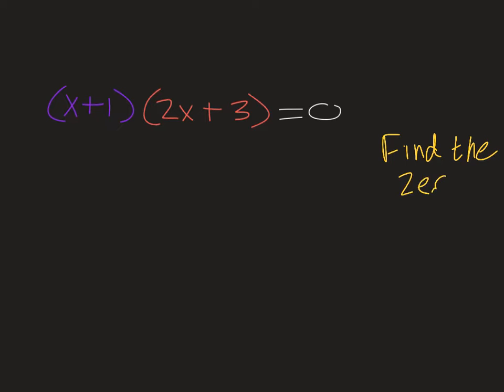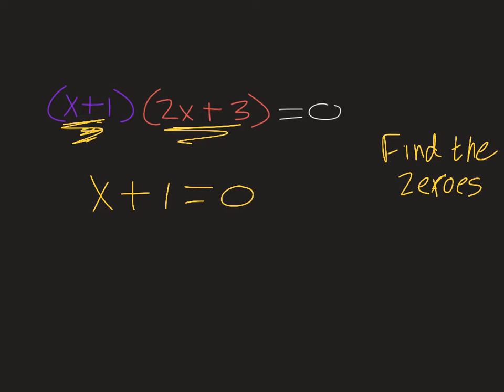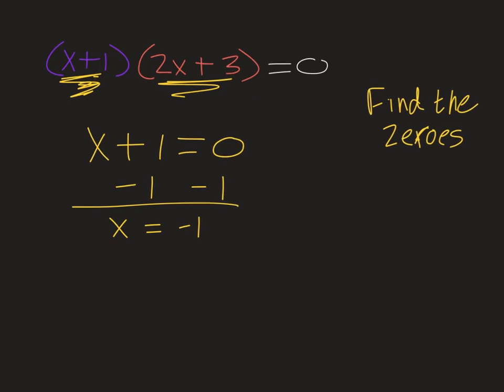And remember, the way that we do that is we set up two equations. We need to figure out what value for x would make that binomial equal to 0, and also what would make that binomial equal to 0. So we have to set up two equations. We have to do x plus 1 is equal to 0, which means we would subtract 1 from each side. So one solution would be x is equal to -1.